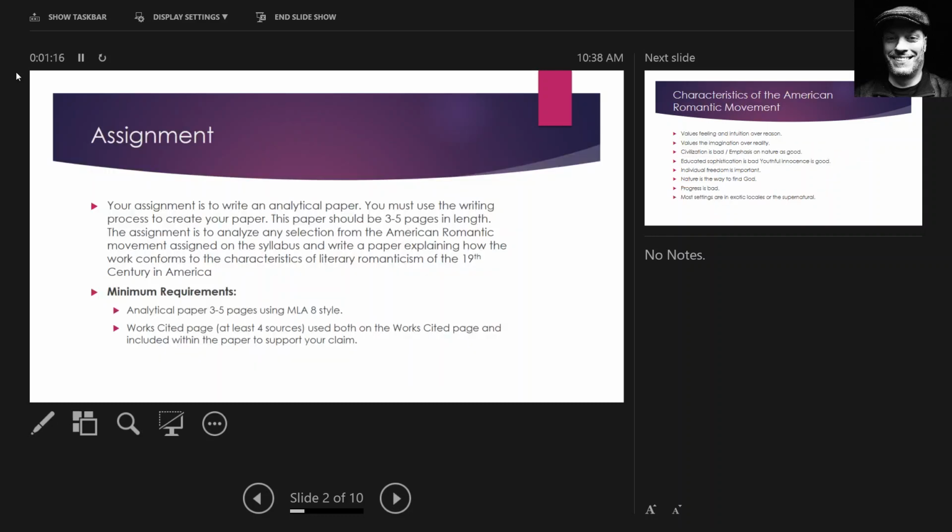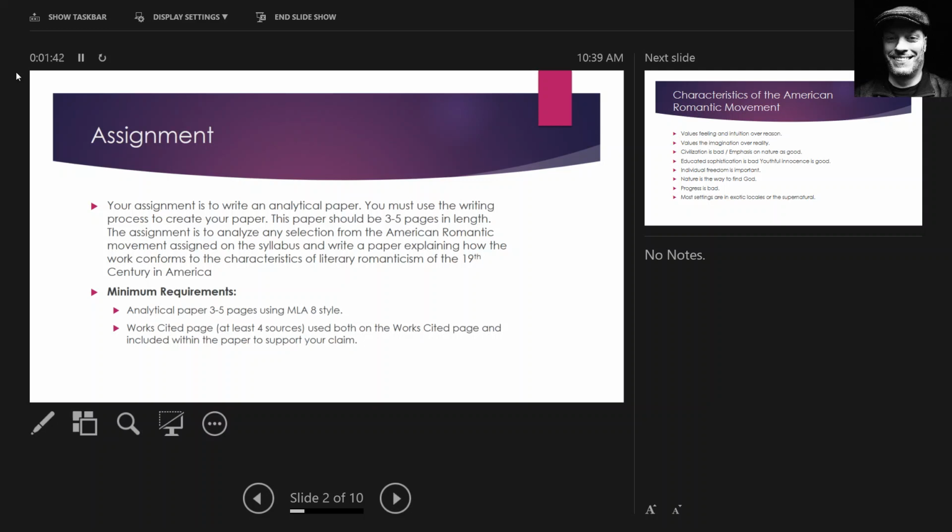So here's the assignment. Your assignment is to write an analytical paper. You must use the writing process to create your paper or your essay. That means that it's probably a good idea to create an outline or try to figure out what direction you're going before you just sit down and write. The paper should be 3 to 5 pages in length. The assignment is to analyze any selection from the American Romantic movement assigned on the syllabus. So go back to your syllabus, find something you're interested in discussing, and focus on that.